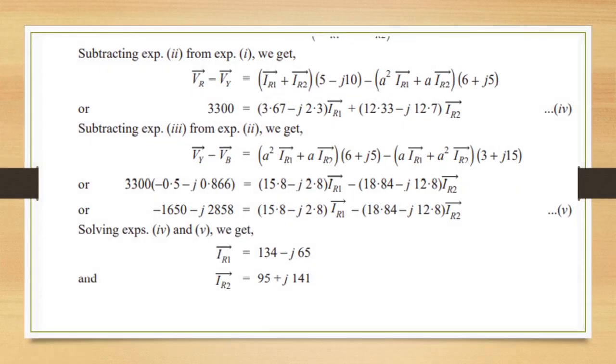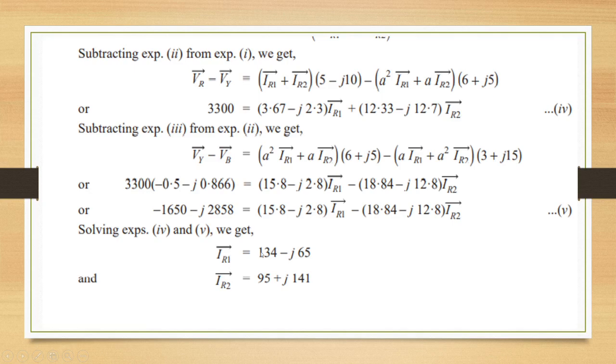Subtracting the two equations from one equation, we are going to get the value as 3300 is 3.67 minus j2.3 IR1 plus 12.33 minus j12.7 into IR2. And subtracting 3 from 2, VY minus VB, we are getting minus 1650 minus j2858 is equal to 15.8 minus j2.8 into IR1 minus 18.84 minus j12.8 into IR2.